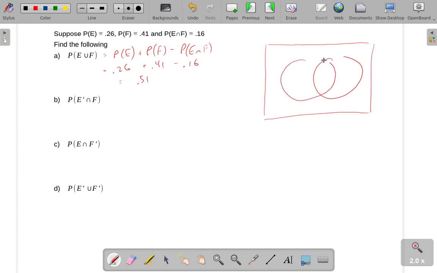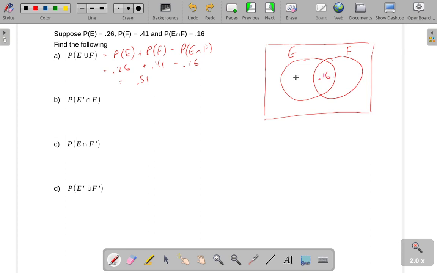We have our two sets here, E and F. I'm just drawing a Venn diagram because it's a more in-depth version. We can see complements in addition to seeing the sets themselves. When we're dealing with the union rule, essentially there's 0.16 in the middle here. In total, this area is 0.26 and this area is 0.41. So if I just add these together, I would be adding that 0.16 twice, and so I end up subtracting it off one time.